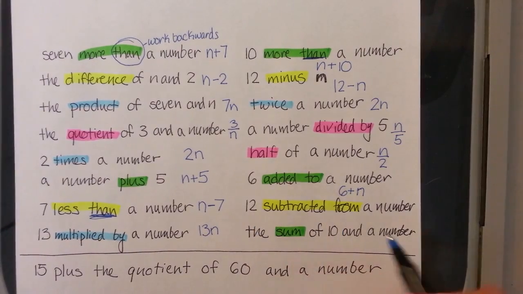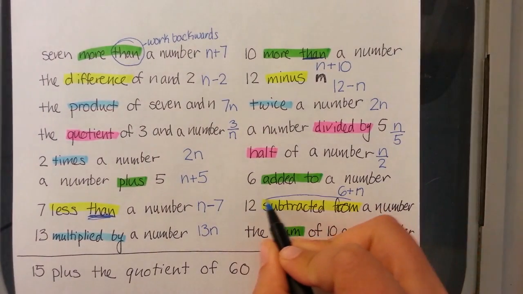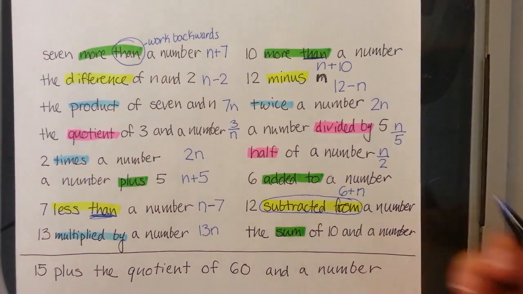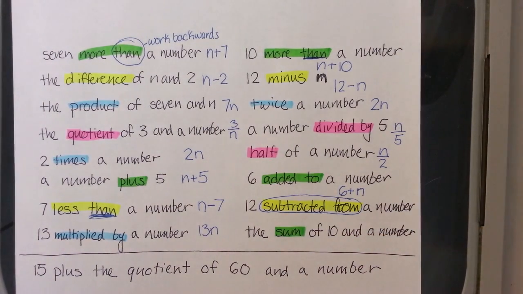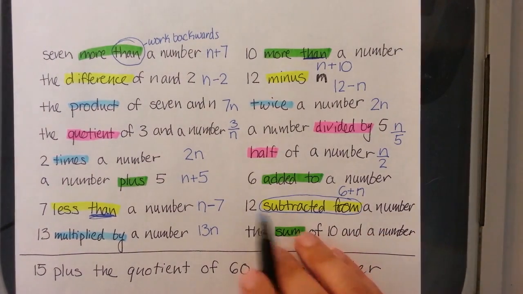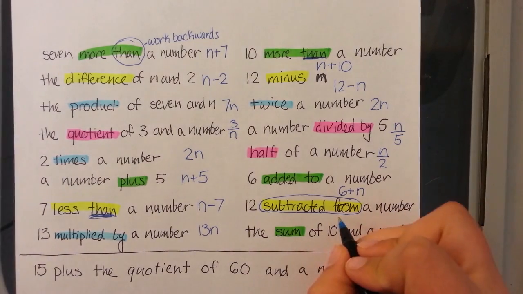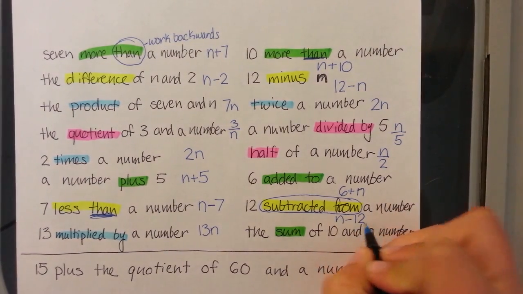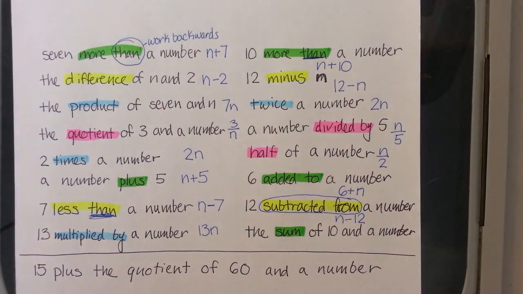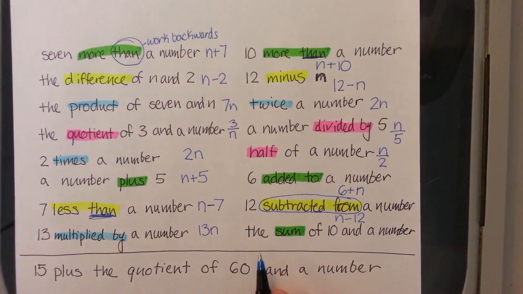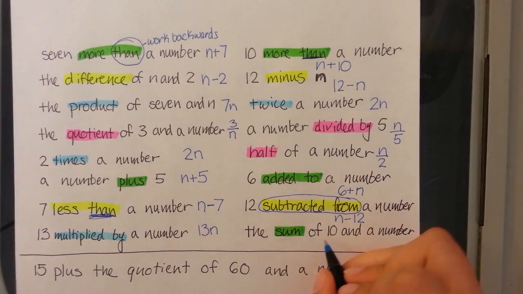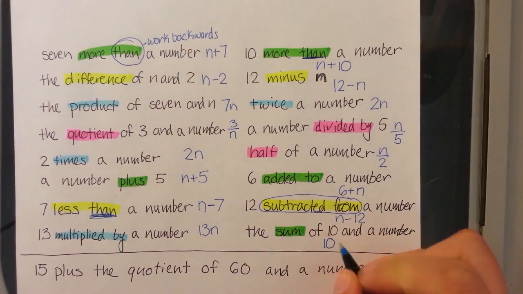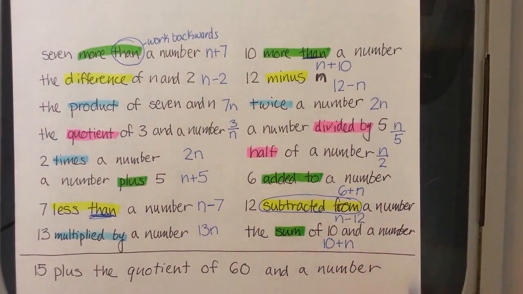12 subtracted from. Subtracted from is also tricky. You should also circle that one. It has to move backwards. So if I say 12 subtracted from a number, this means N minus 12, not 12 minus N, but N minus 12. Okay, the next one, the sum of 10 and a number. So that means addition, so 10 plus a number.